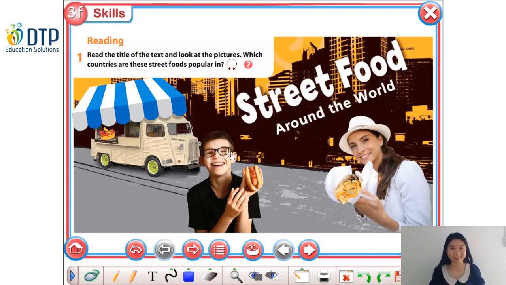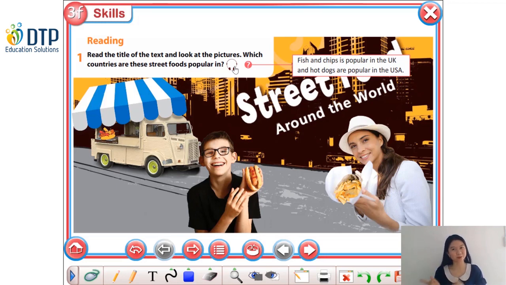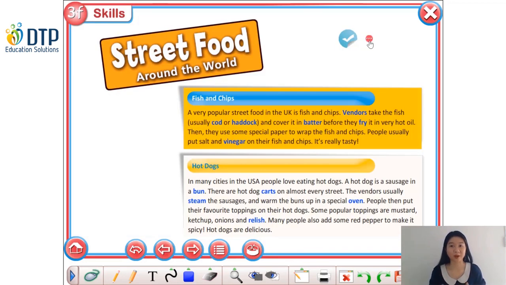Alright, let's listen, read and check your answer. Fish and chips is popular in the UK, and hot dogs are popular in the USA. Alright, very good. Let's move on. Now we will read the text and learn some new words.